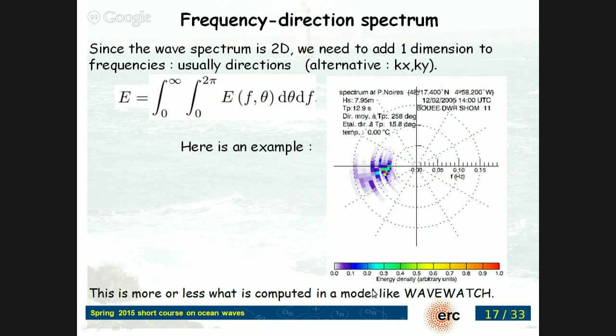So we're going to have an equation that tells us how this spectrum evolves in time and space, and how it is fed by the winds and the breaking and the bottom friction and all that. So this frequency directional spectrum is really the key variable of the wave model. It's what we work with.